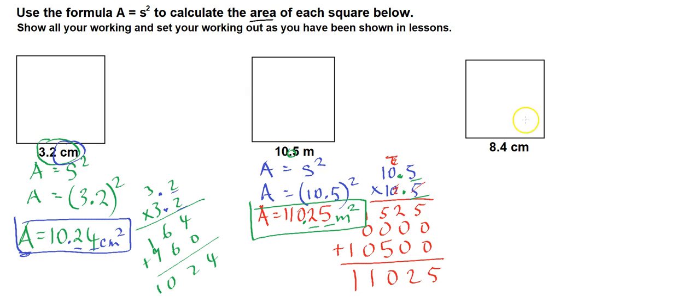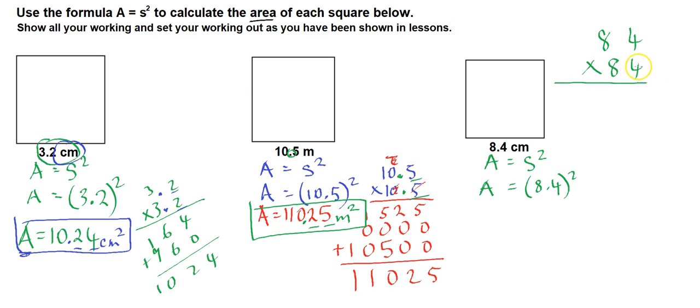And on the last one, let's do the same thing. So basic formula, area equals a side squared. So what do we know? Well, we know the side. The side is 8.4 squared. So let's do 8.4 times 8.4. Again, as I keep saying, let's forget about the decimal point for now. We can always put that in at the very end.